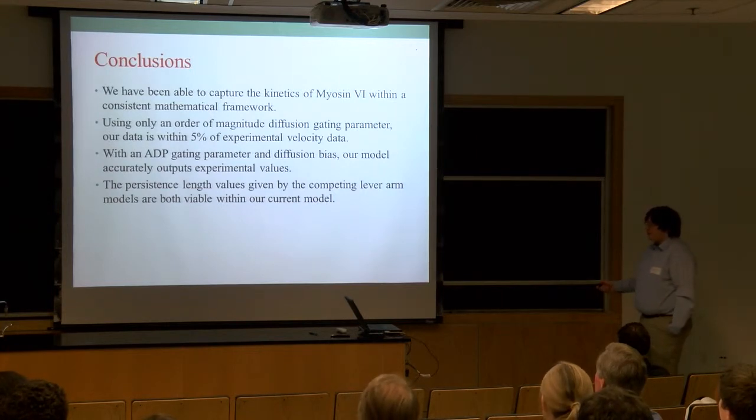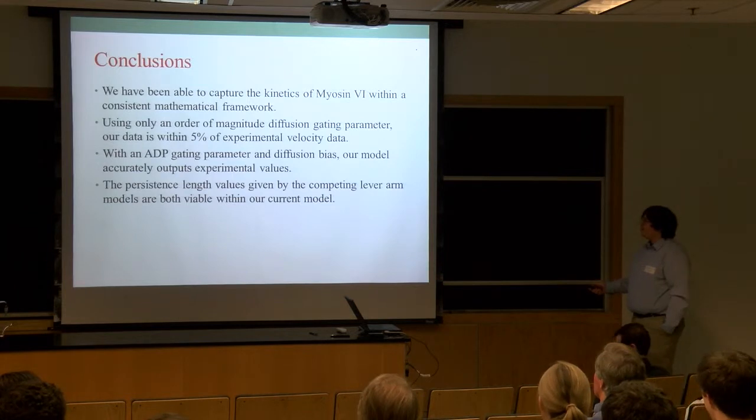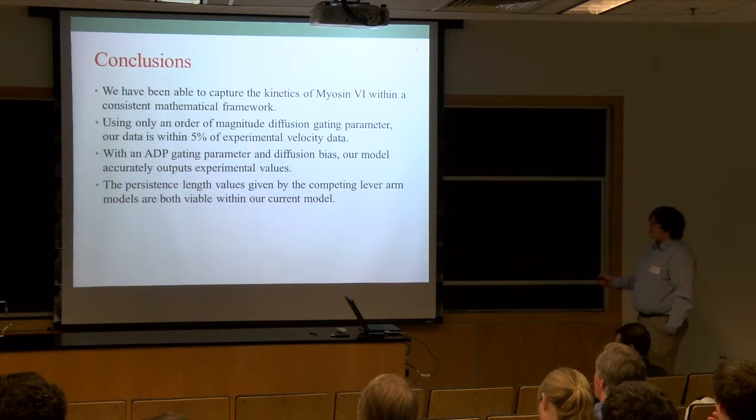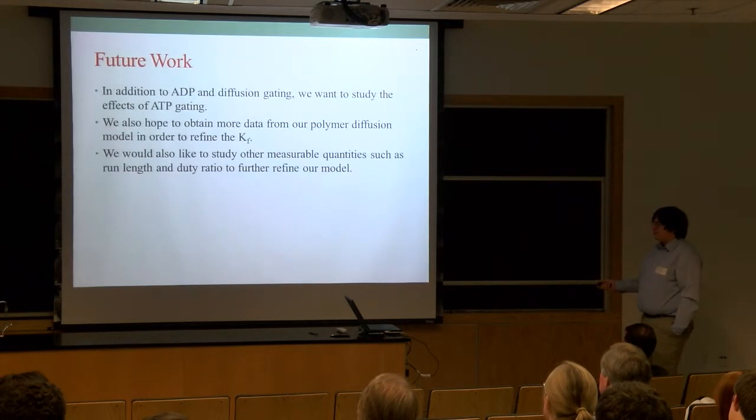So, in conclusion, we've been able to capture the kinetics fairly accurately within our differential equation framework. Just using the diffusion gating parameter, our data is about 5% higher than experimental velocity. When you use the ADP gating parameter and the diffusion bias, we accurately match experimental values. And then, talking about the competing lever arm models, we found that both are viable for our model, but in the future, we may be able to differentiate between them.